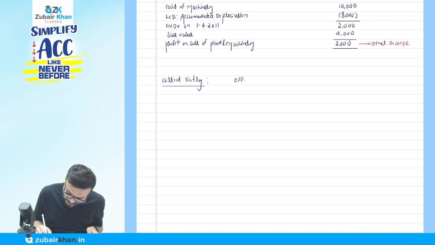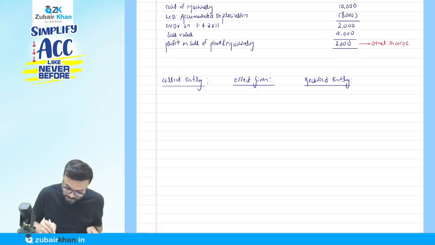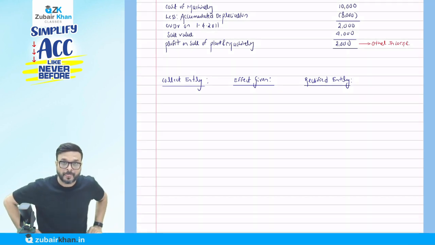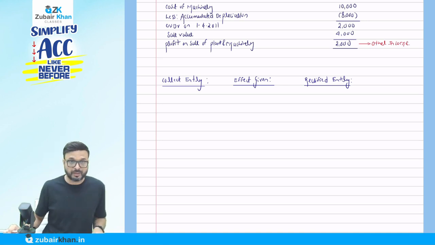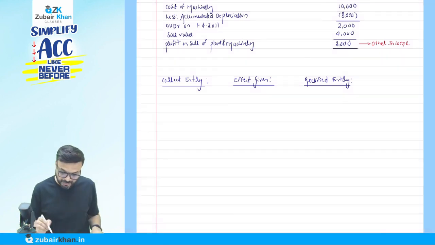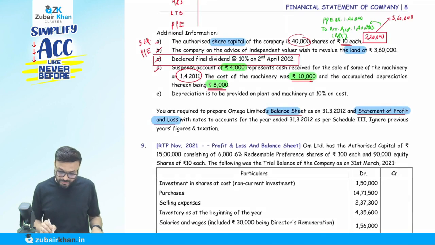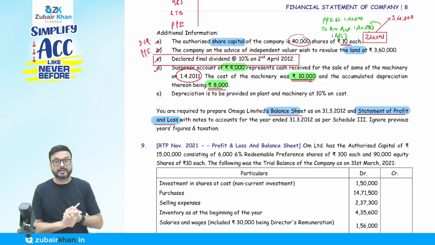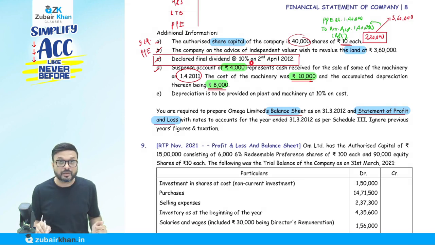Effect given means the wrong entry that they have passed. And then we pass here the rectified entry. Now understand this point. What does it mean when I say the correct entry? Listen carefully. They tell us that the suspense account of rupees 4,000 represents the cash received for the sale of some of the machinery. So basically the correct entry, when you sell the machinery, you receive 4,000 that year.